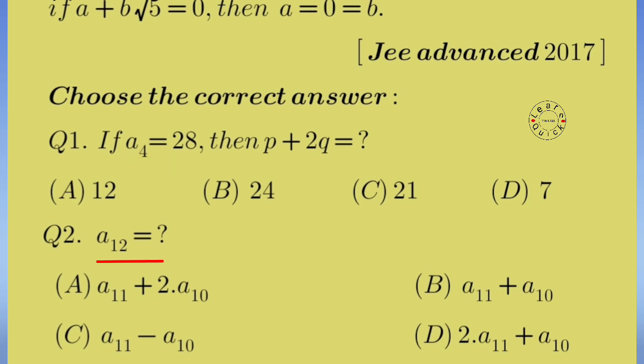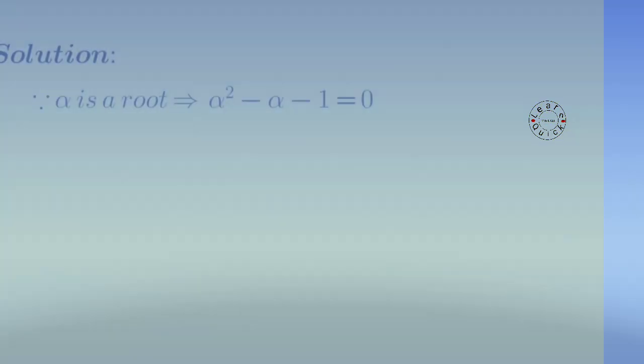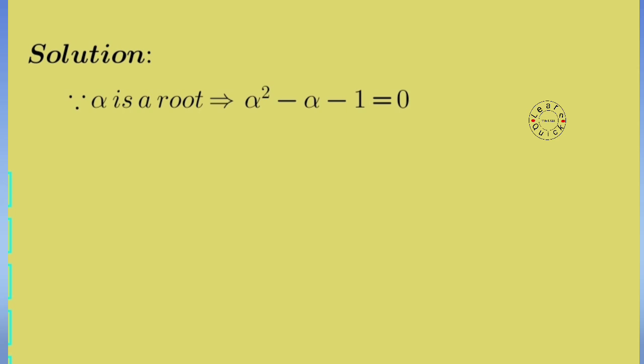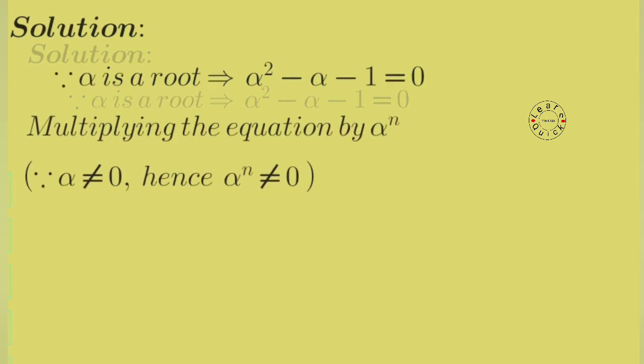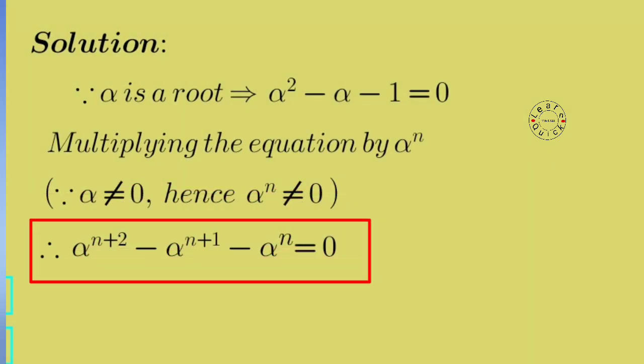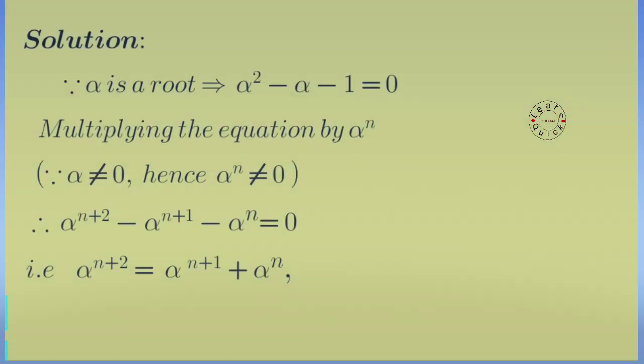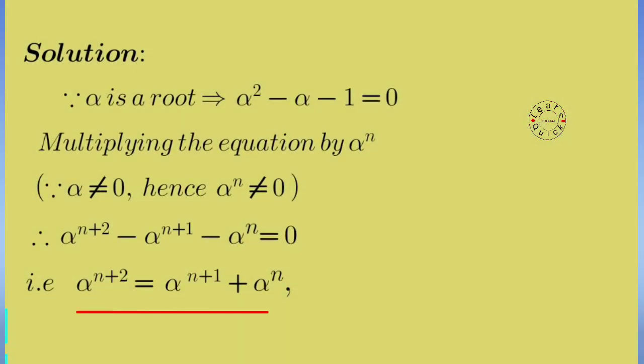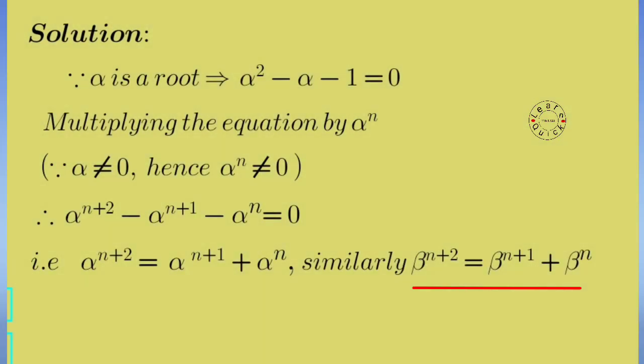We start by saying alpha is a root of the equation, so alpha squared minus alpha minus 1 must be 0. Further, we multiply the whole equation by alpha power n. Since alpha is not 0, alpha power n is also not 0. As a result, we get alpha power n plus 2 minus alpha power n plus 1 minus alpha power n is 0, which can be written as alpha power n plus 2 equals alpha power n plus 1 plus alpha power n, and similarly for beta also we can write.